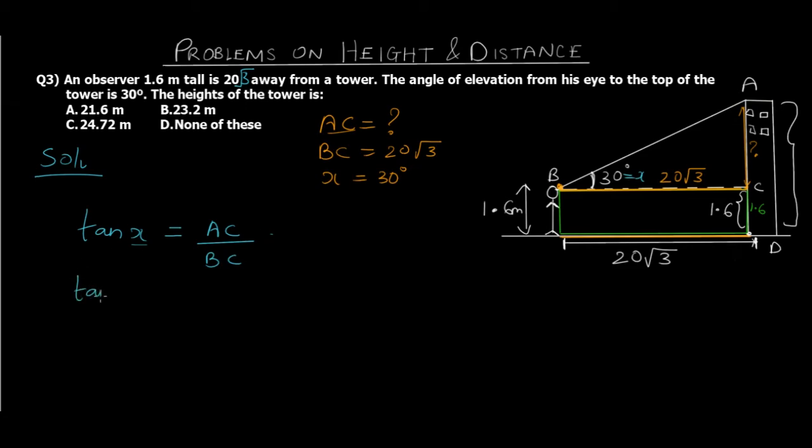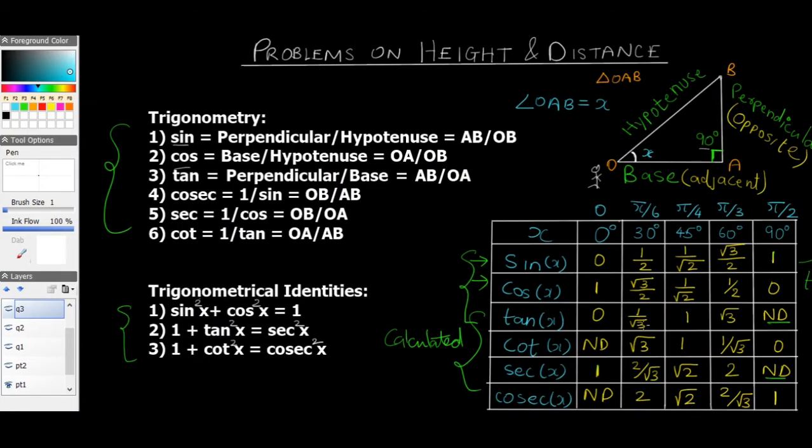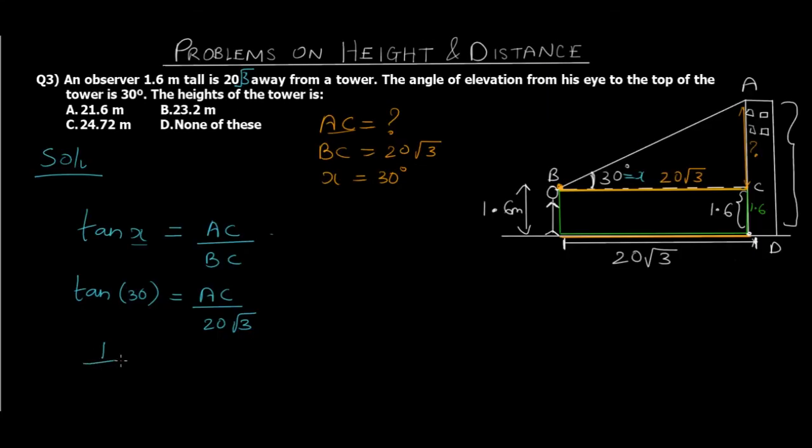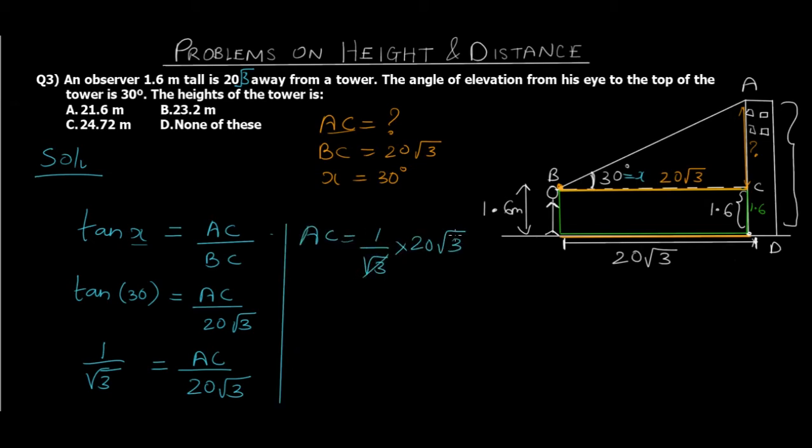So X here is 30 degrees. So we know tan of 30 degree is equal to AC, which we need to find out, and we already know BC, which is 20 root 3. So tan 30 is 1 upon root 3. We can see over here we have tan of 30 is 1 upon root 3. So 1 upon root 3 is equal to AC upon 20 root 3. So AC is equal to 1 upon root 3 into 20 root 3. So root 3 gets cancelled and AC is equal to 20.